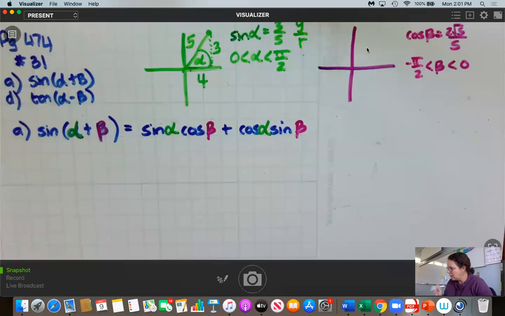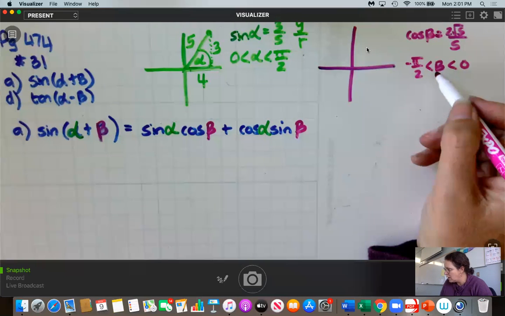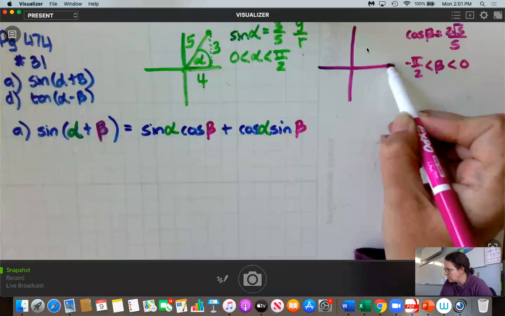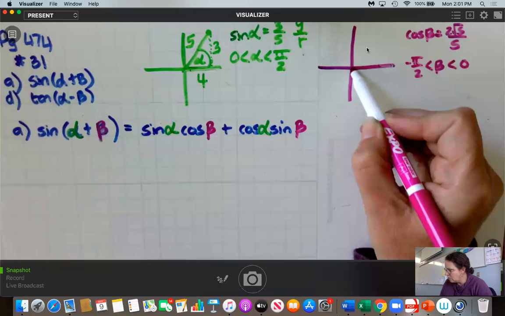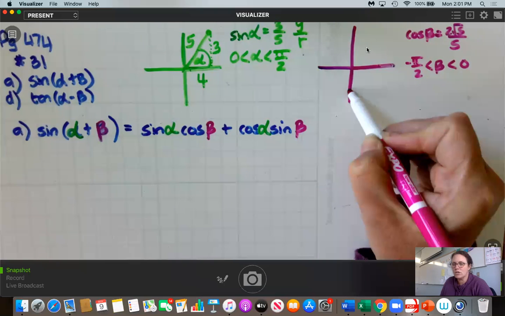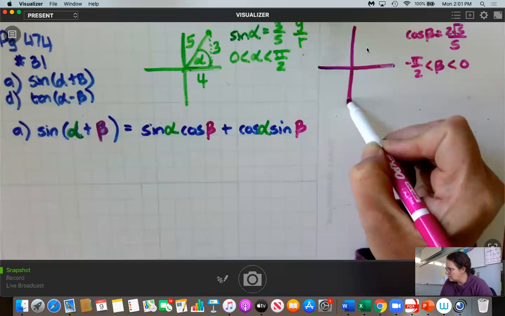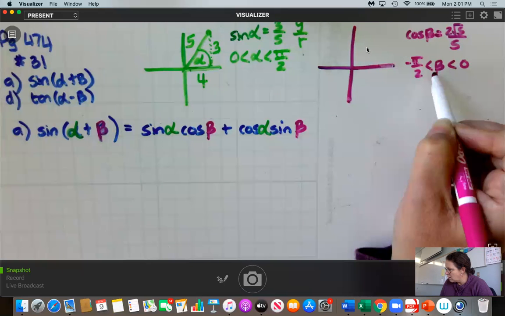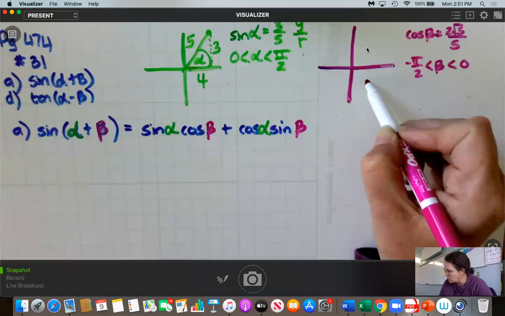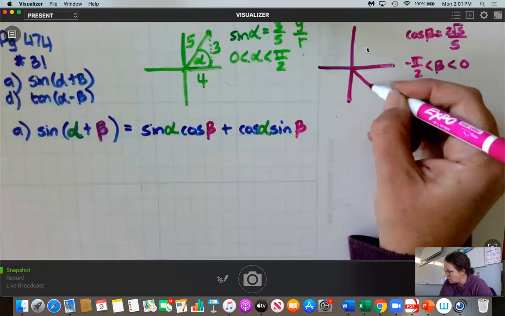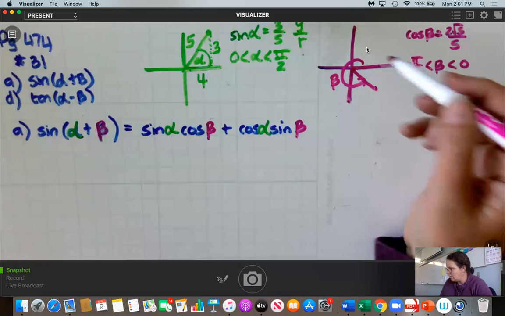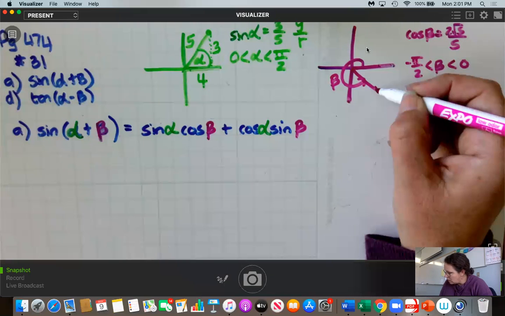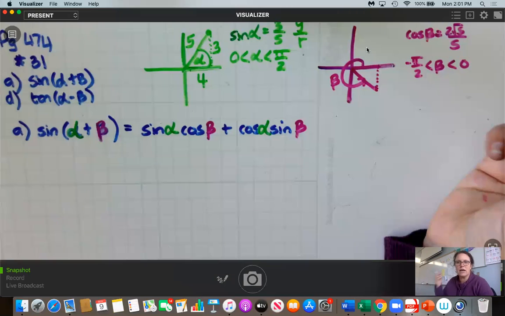When we look at beta, it tells us that beta is greater than negative pi over 2. So negative pi over 2 goes from the positive x-axis in a negative direction, clockwise. This is negative pi over 2. It's equivalent to 3 pi over 2. So we know that beta is greater than negative pi over 2 and less than 0. So it tells us that it's somewhere in the fourth quadrant. This is my angle beta right there. I can draw a triangle from the terminal side up to the x-axis.